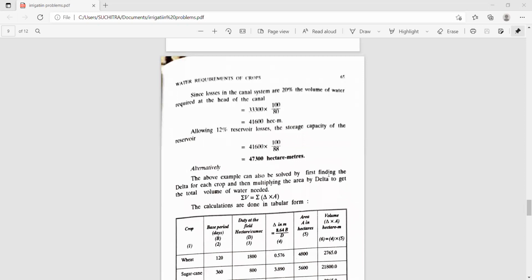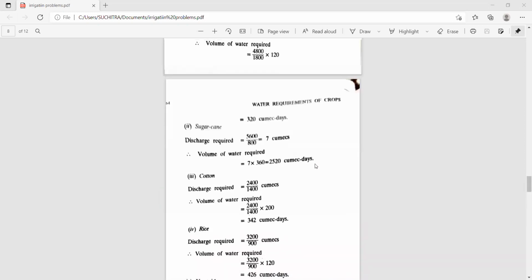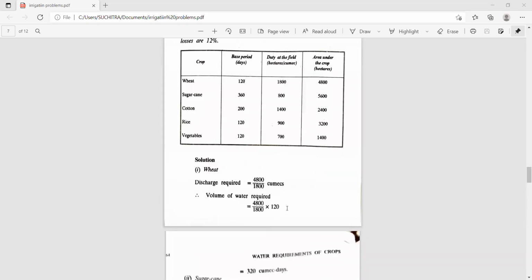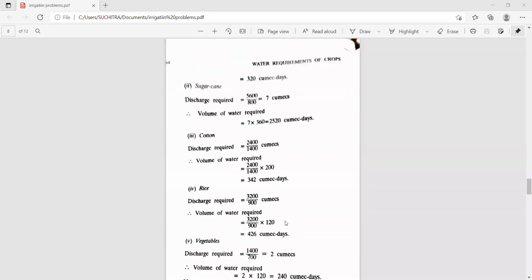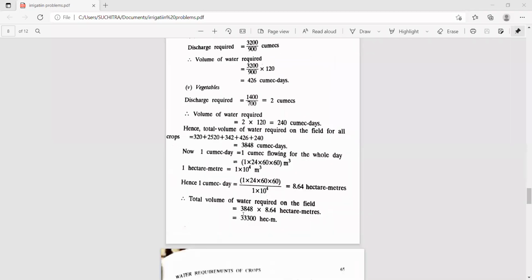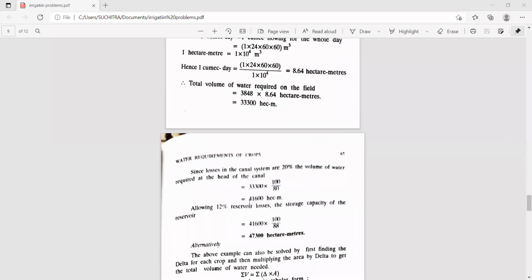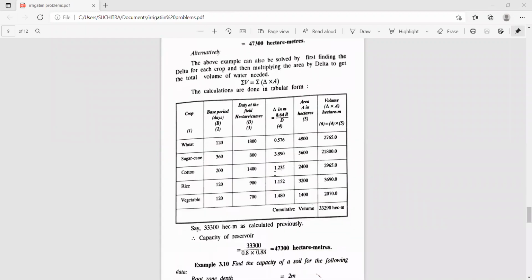So the same problem we can either solve by calculating the volume of water required for each crop, then adding all this, and you will get the volume of water in hectare cubic day. Then you have to convert it into hectare meter. Then, considering the reservoir losses and canal losses, we can calculate the total volume of water, or the reservoir capacity required. So the same problem can also be solved by this method.